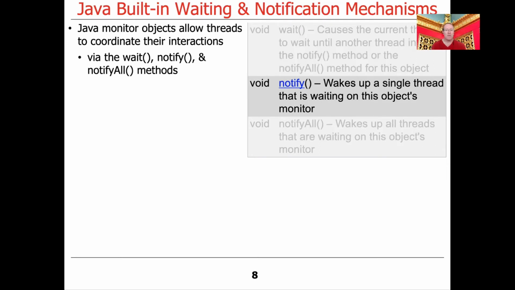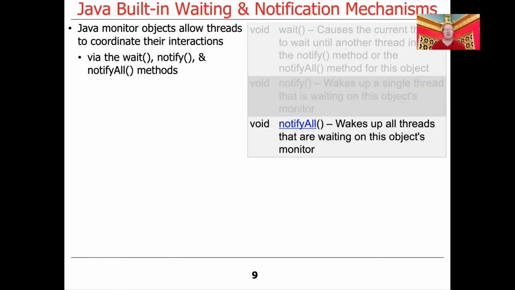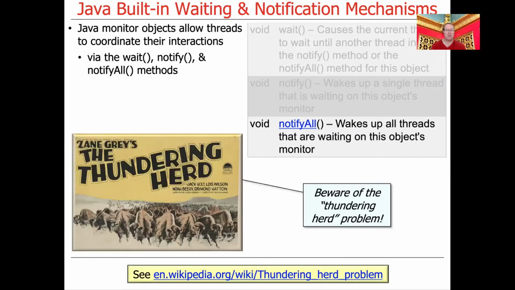There's also a notify method, which wakes up a single thread that's waiting on this object's monitor condition. And this is very much like the signal method for Java condition objects. And then finally, we have the notifyAll method, which wakes up all threads that are waiting on this object's monitor. And not surprisingly, this is quite a bit like the signalAll method for Java condition objects.